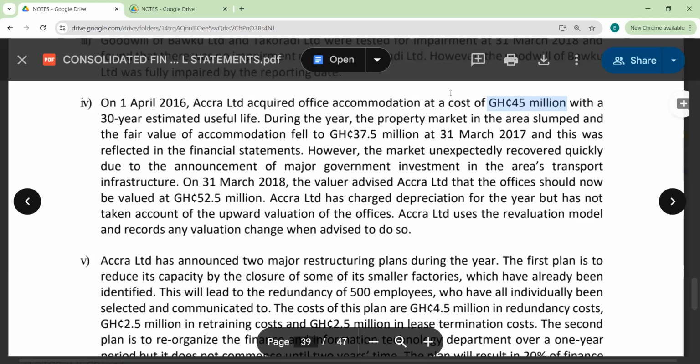$45 minus 1.5. Agreed. 43.5. So this is what I expect from you in the exam.